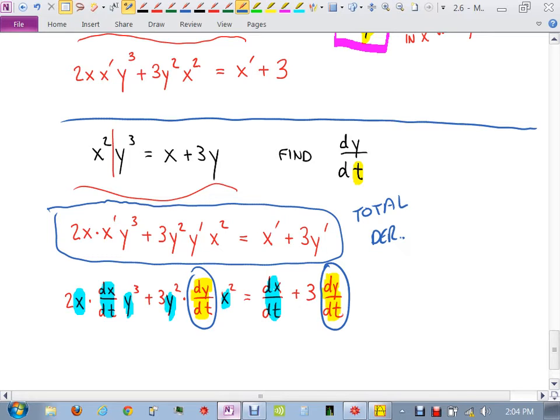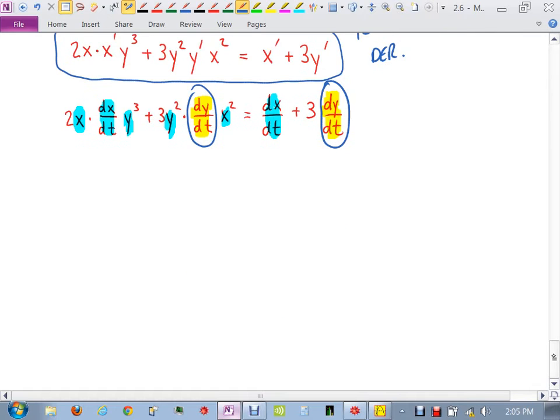Are there any other requests out of 2.6? I plan on doing one more problem, but I wanted to give you an opportunity to have one more request. Okay, good. They're asking for a double prime, a second derivative.